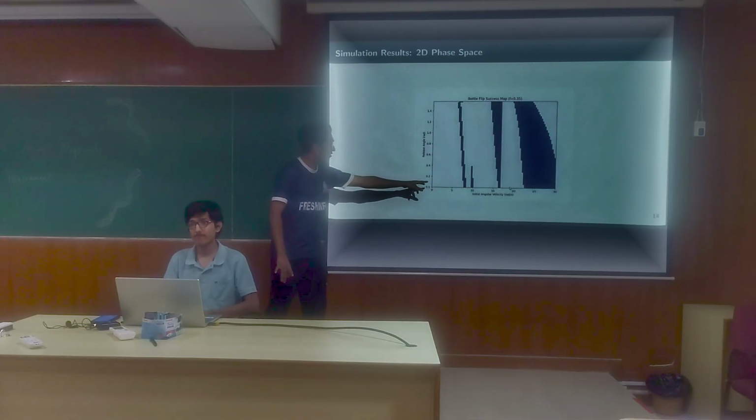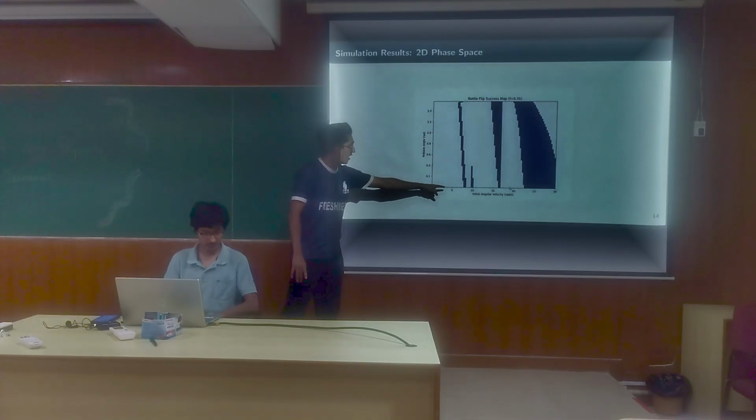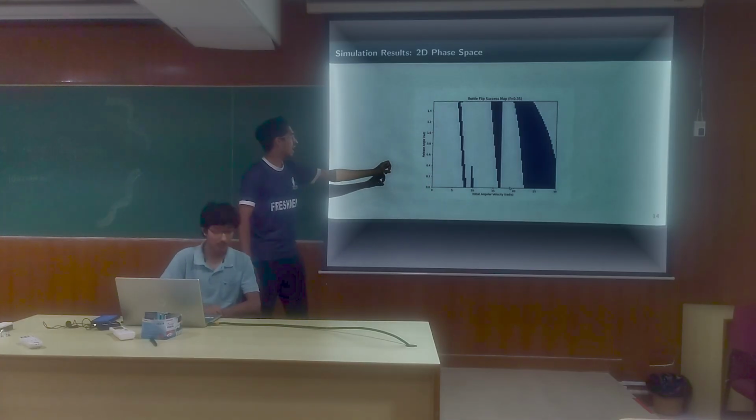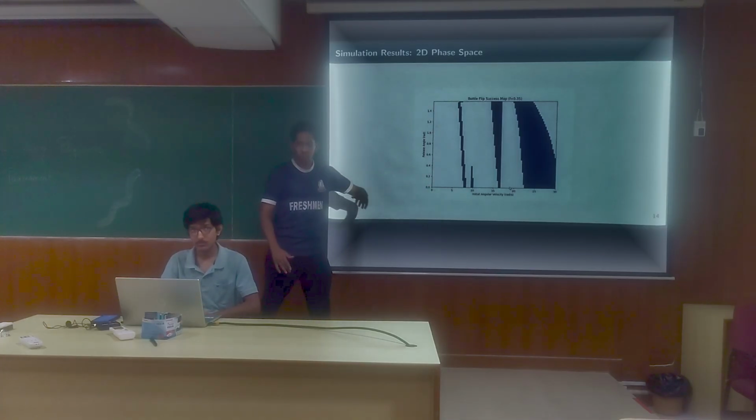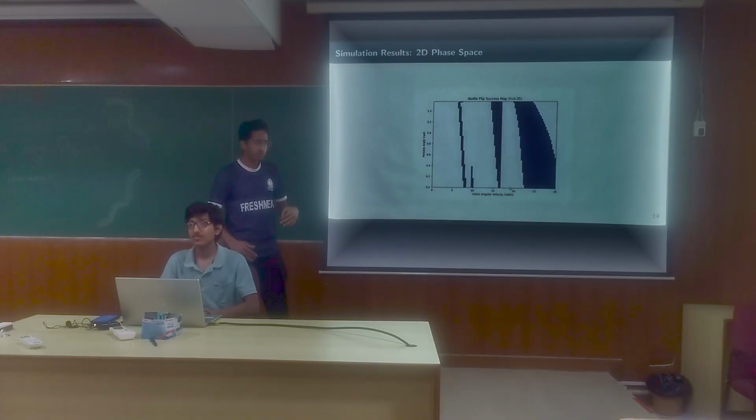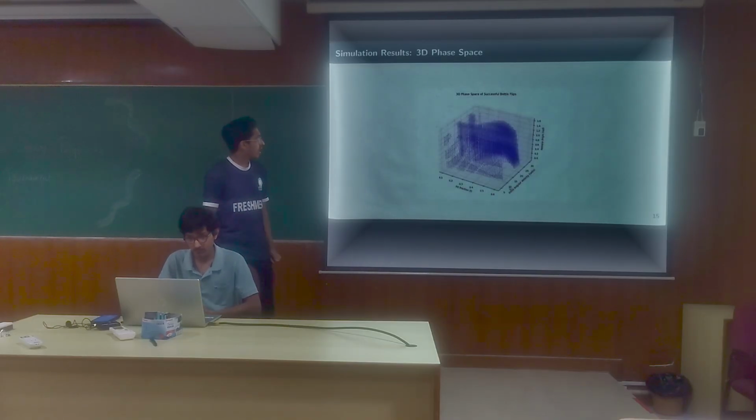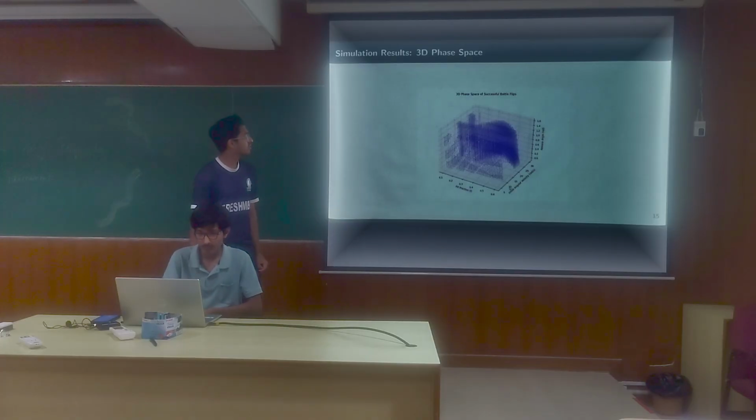We can also see that for close angular velocities, as the angle of release increases, the initial angular velocity is decreasing because you have to go through less angle. So angular velocity is decreasing. This is the 3D phase space.